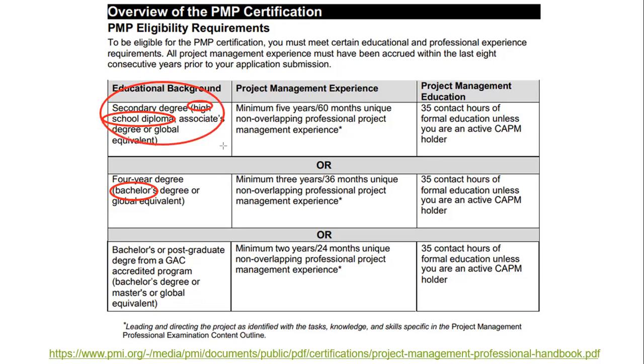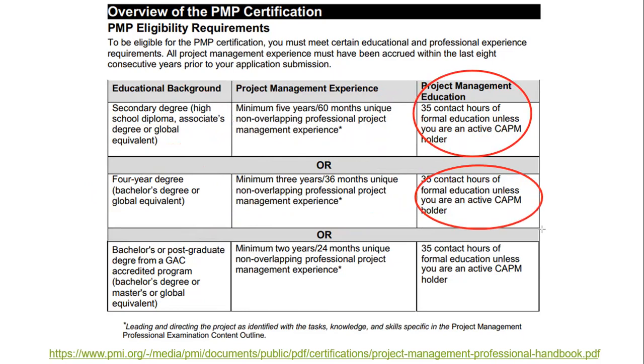So if you fall into this category, you need 5 years of experience leading and directing projects. If you fall into this category, you only need 3 years leading and directing projects. But for both categories, you need 35 contact hours of formal education, except you are a Certified Associate in Project Management. So which one are you?